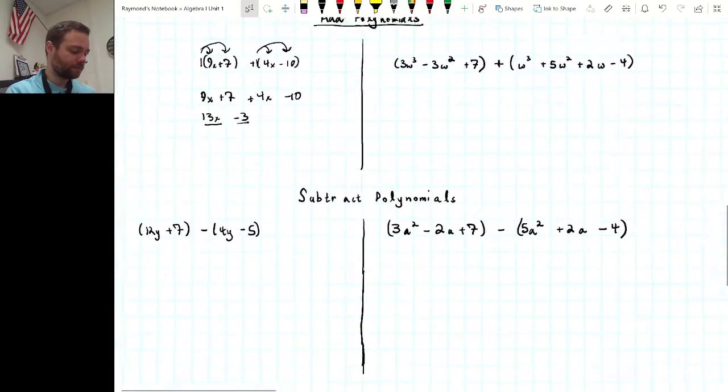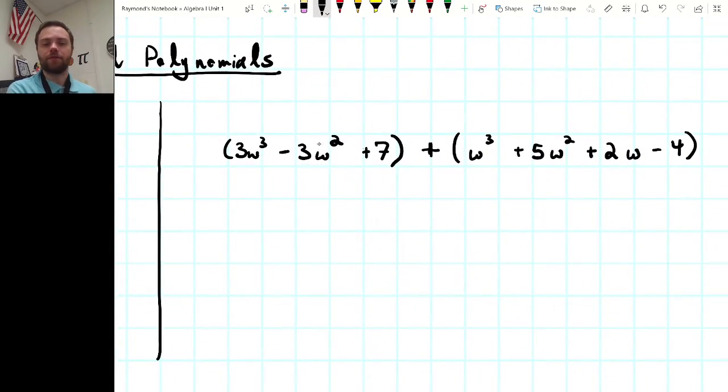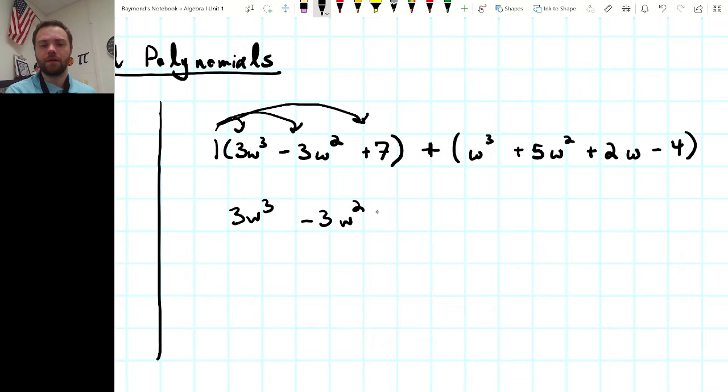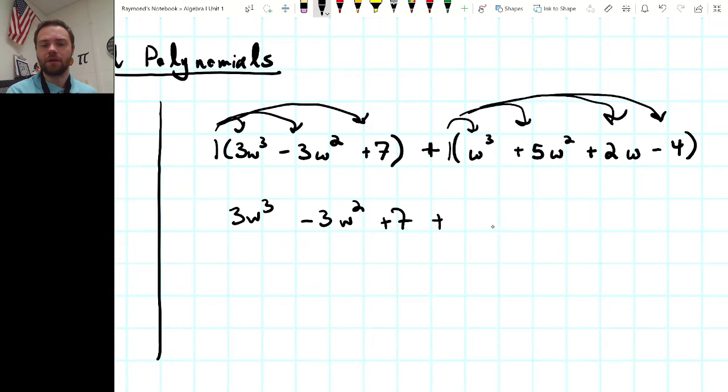So in this case over here, I'm trying to collect all these terms, but first I'm going to distribute this 1. And there's a reason why I'm showing you this. So I'm going to distribute that 1. 1 times 3w cubed is 3w cubed. 1 times negative 3 is going to be negative 3w squared. 1 times 7 is going to be 7 plus 1 distributes here, there, and there. So distributive property. And I've got w cubed plus 5w squared plus 2w minus 4.